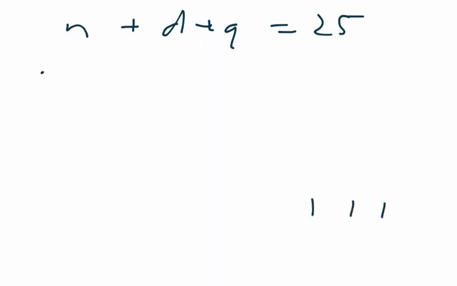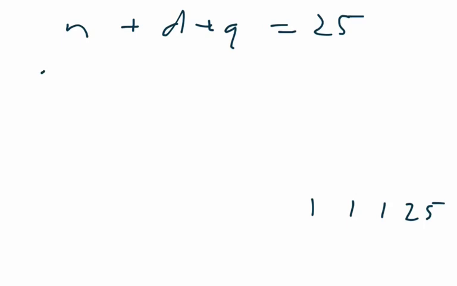Alright, so the last problem says there are 25 coins that are nickels, dimes, and quarters. So nickels plus dimes plus quarters, it's going to be a total of 25. Now they also told us that, so my first row will be 1, 1, 1, 25.